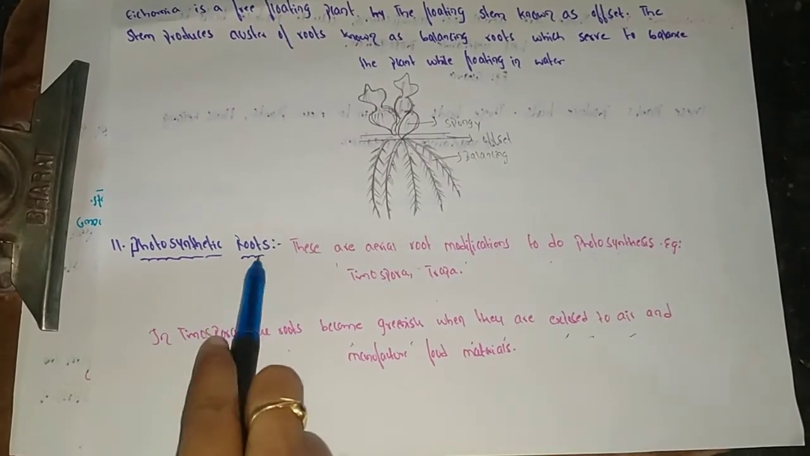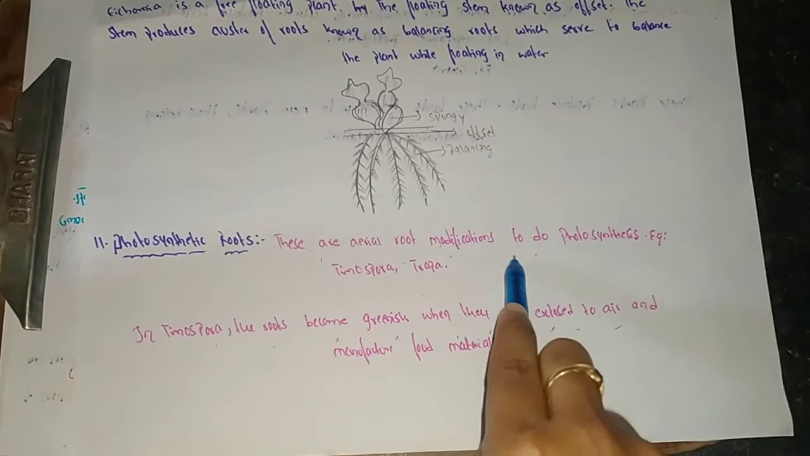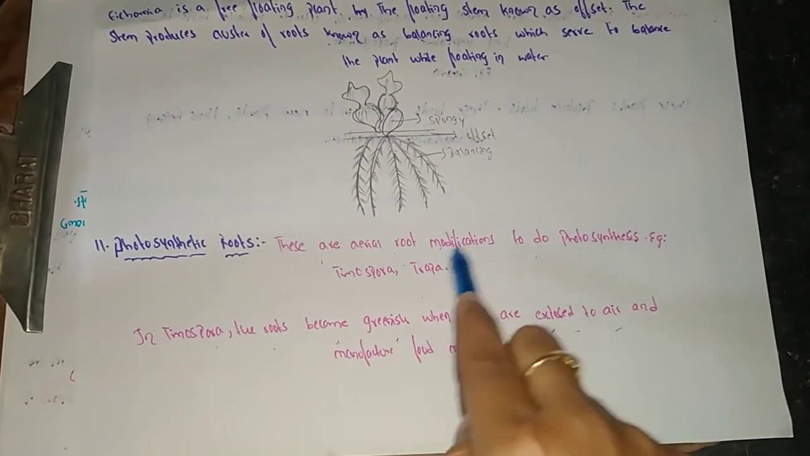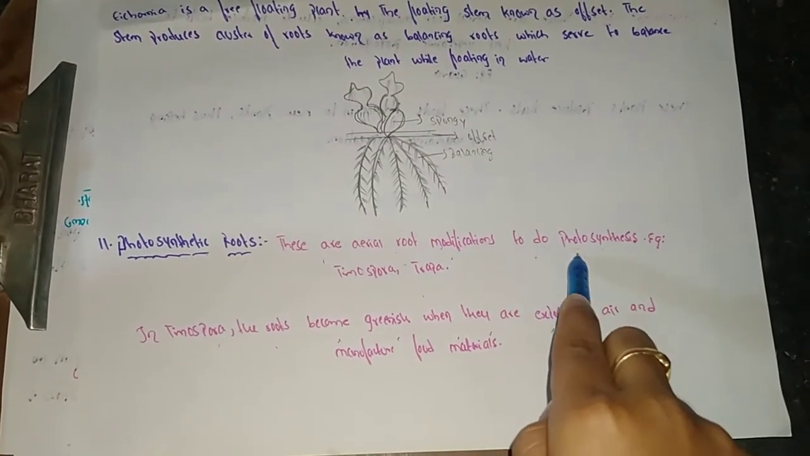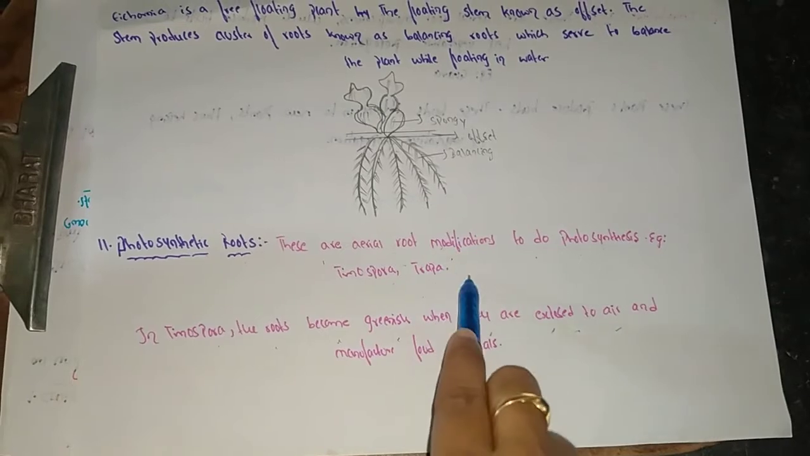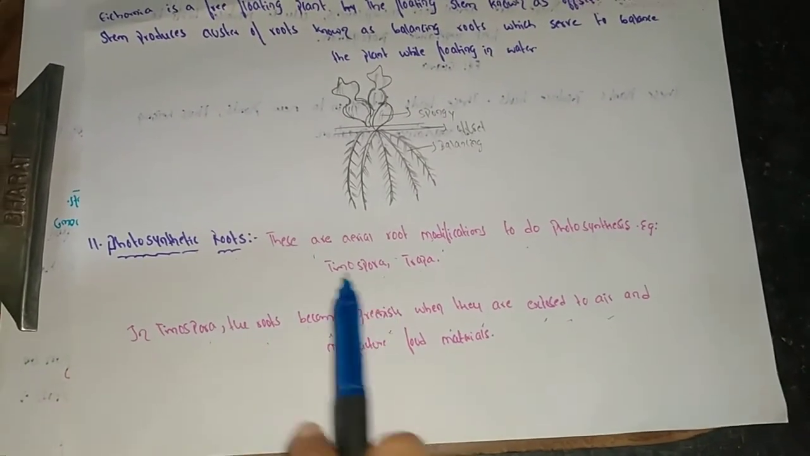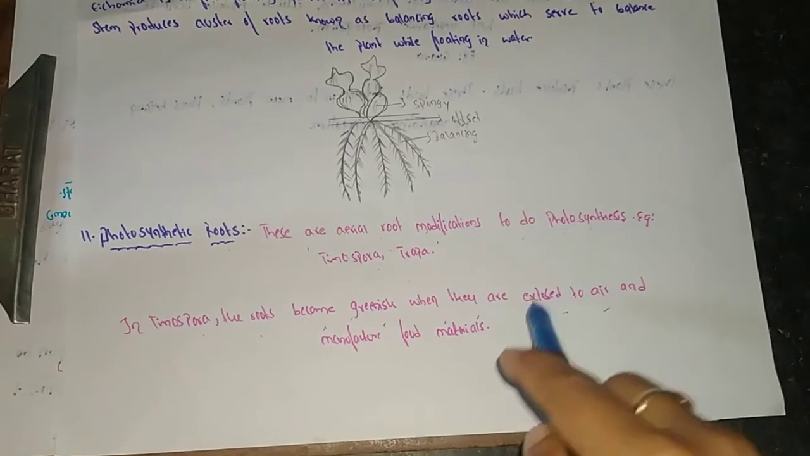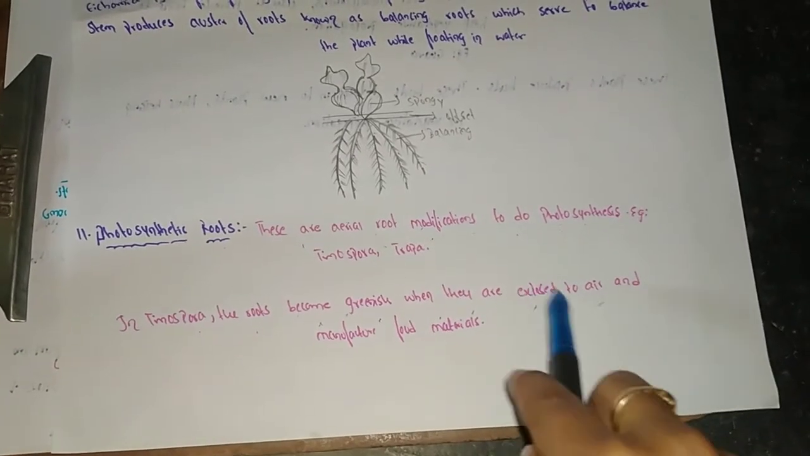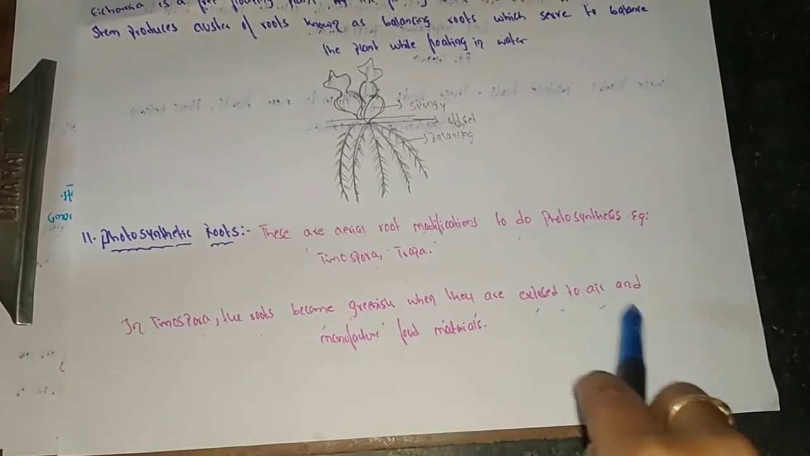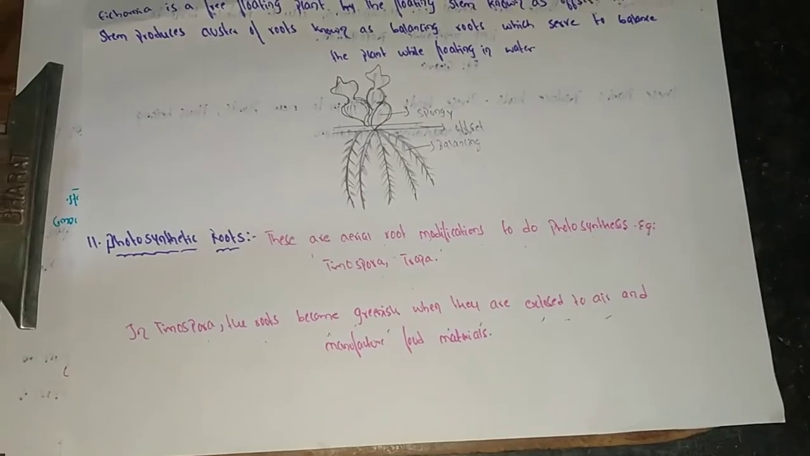Next type is photosynthetic roots. These are aerial root modifications that do photosynthesis. Examples: Taeniophyllum and Trapa. In Taeniophyllum, the roots are greenish. When they are exposed to air, the roots become greenish and manufacture food materials.